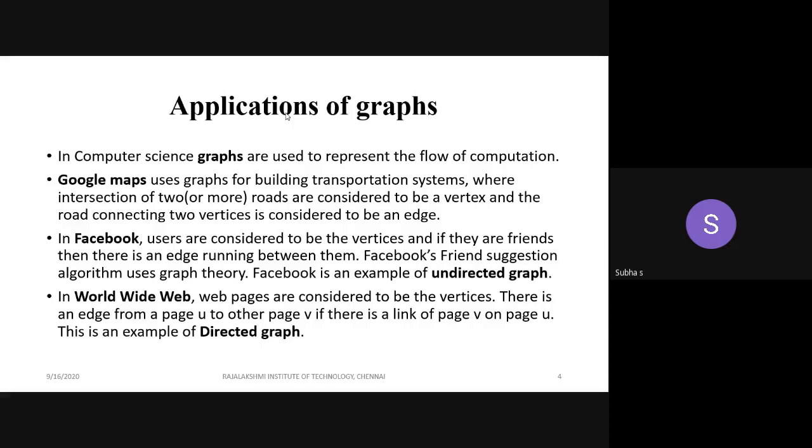In the normal World Wide Web, all the web pages can be considered as vertices. Okay, so if I go to one web page, I may have different links. From that link, I can traverse to the next web page. That second web page can have different links. From that, I can go to another page like that. And that also we are using the graph data structure.